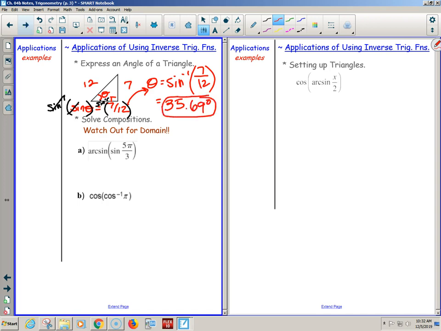Okay, that's one type of application of inverse trig. You need to get the angles of non-unit circle ratios. But what's another one that you might need to do?